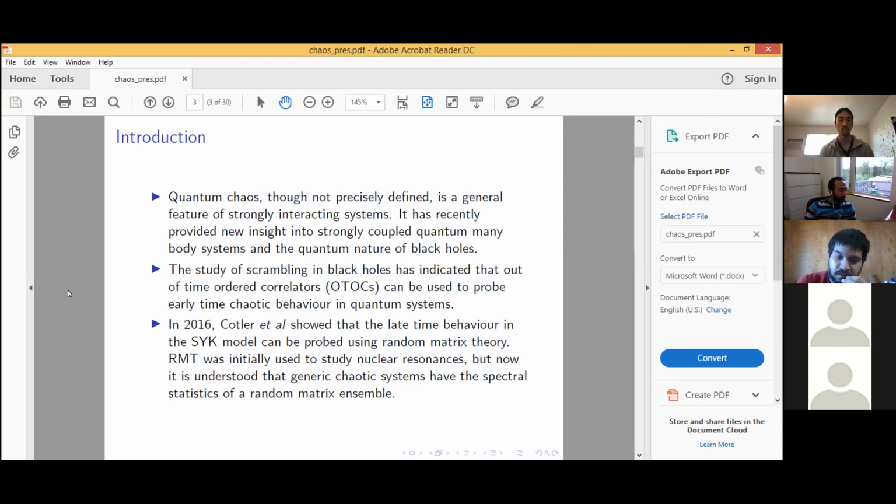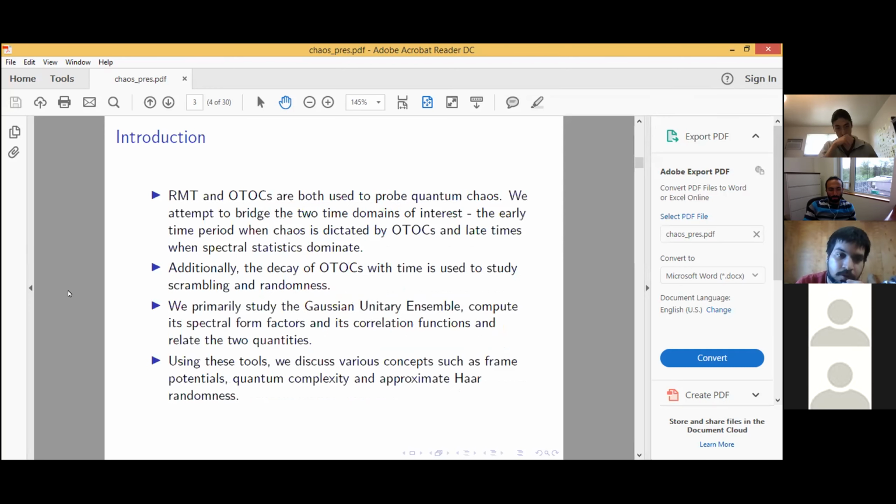In general, we can say that random matrix theories can be used to describe the physics of chaotic systems. Sorry, I have a question, Soham. When you say small or large time, compared to what? Compared to the scrambling time. We'll talk about that later on. Scrambling time is generally understood to be the time scale at which OTOCs become small. Okay. Yeah.